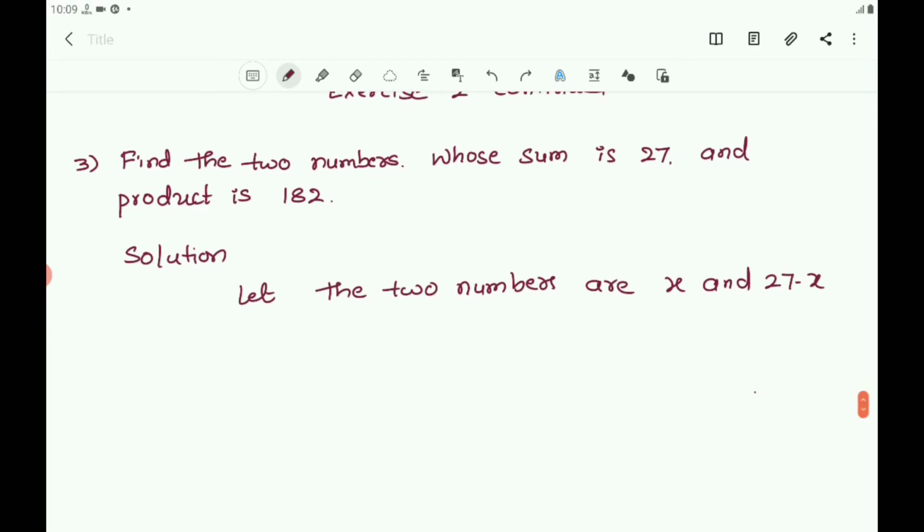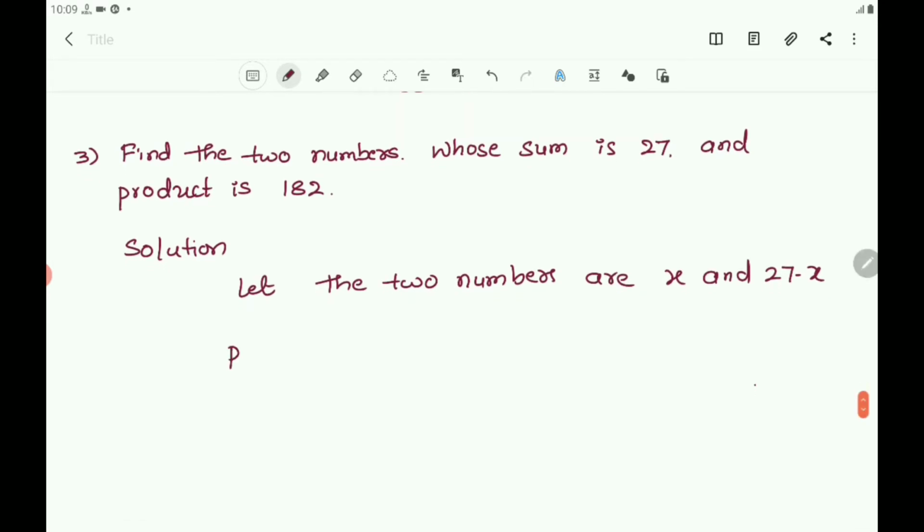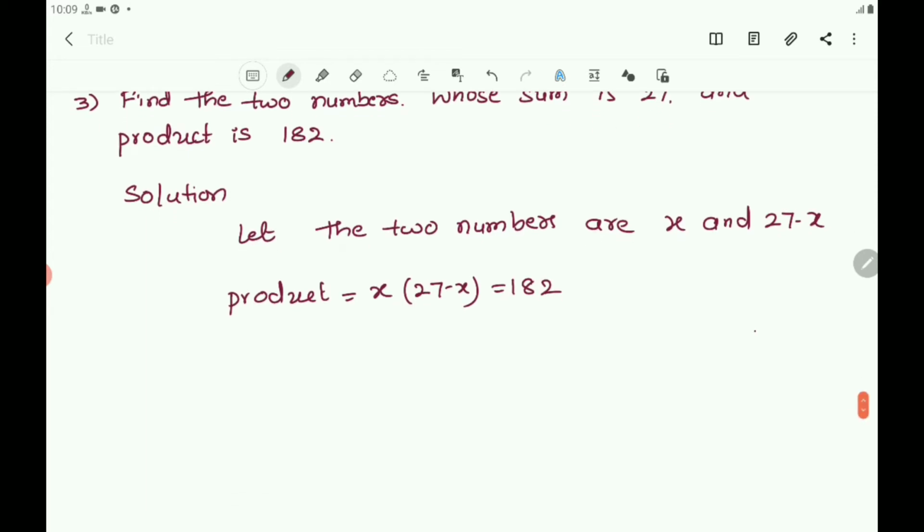Now their product is given. Product equals x into 27 minus x. Product equals how much? 182. x into 27 minus x equals 182. That is, here you multiply x and 27 first. That becomes 27x. x into 27 is 27x, and minus x into x. x into x is x square, equals 182.